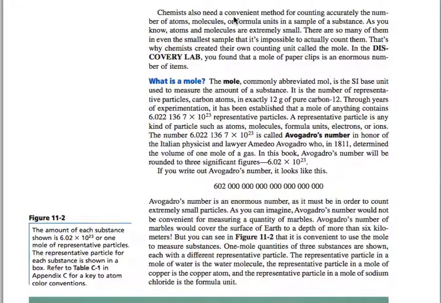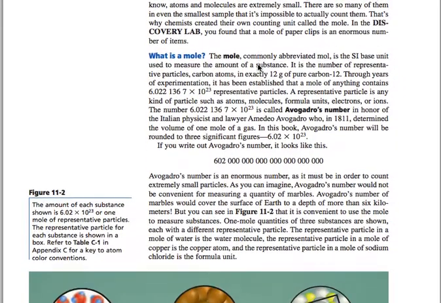Chemists also need a convenient method for accurately counting the number of atoms, molecules, or formula units in a sample of any substance. As you know, atoms and molecules are extremely small. There are so many of them in even the smallest sample that it's impossible to actually count them. That's why chemists created their own counting unit called the mole. In the Discovery Lab, you found out that a mole of paper clips is an enormous number of items.